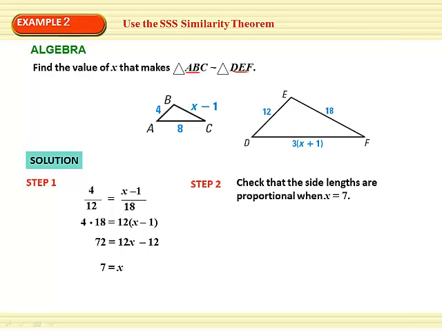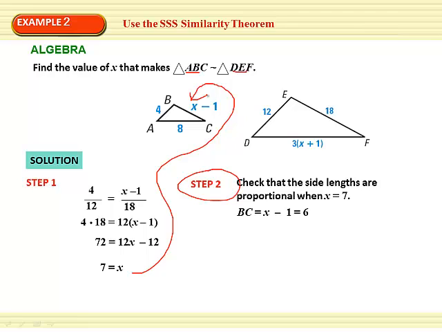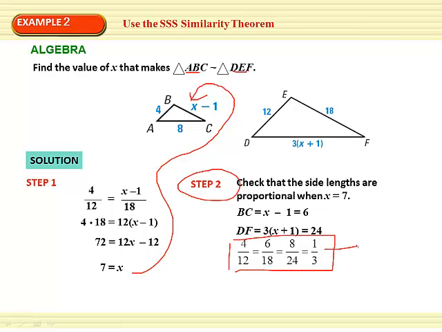So the thing you have to do, this step is very important because you want to make sure that you are solving and have found the correct length. So you need to check that the side lengths are in proportion when x is equal to 7. So we say BC's length is going to be 6. DF's length is going to be 24. So you now can check and make sure that all of the lengths are in proportion, which they are. They evaluate to 1/3. So we're good.